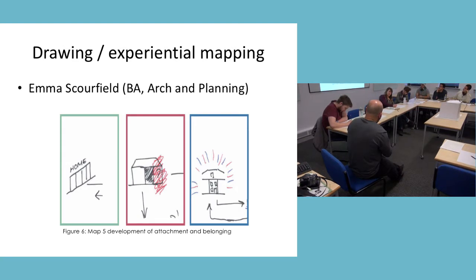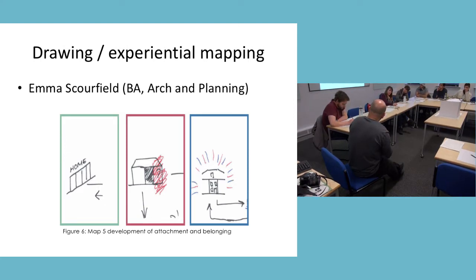You can see very clearly this is saying quite a bit about home to us right here. We can make some assumptions just looking at these images. But where this really came into its own was when Emma talked to this person and got some more information about, okay, I see you've drawn home quite differently in the three images.